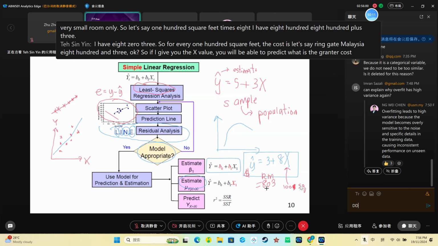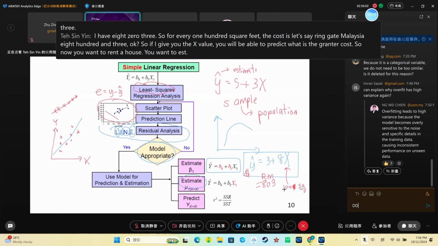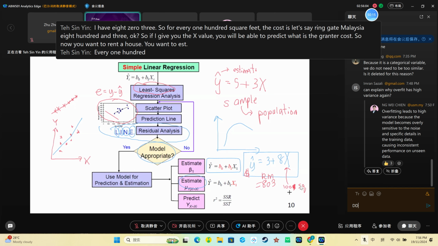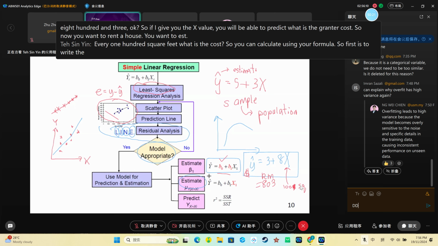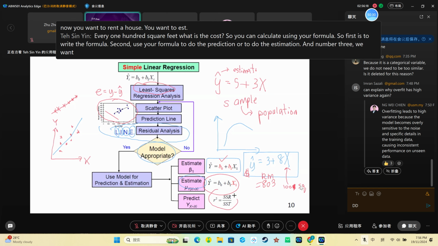So now you want to rent a house. You want to estimate every 100 square feet, what is the cost? So you can calculate using your formula. So first is to write the formula. Second, use your formula to do the prediction or to do the estimation. And number 3, we want to know whether this model is a good fit or not.